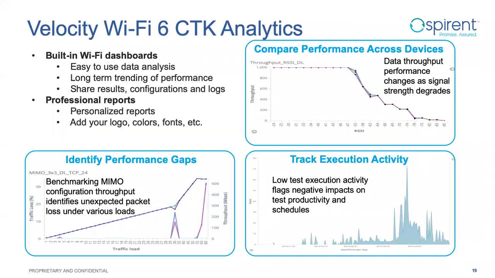So what else do we get? That's the card that we're using. When we actually execute those test cases, we generate these dashboards. These are Velocity Wi-Fi 6 CTK analytics. They're easy-to-use data analysis, long-term trending and performance. You can look at the throughput information as a result. Is it getting better? Is it getting worse? You can also compare. Trending would be looking at one vendor and seeing, over a number of firmware releases, is it actually improving?